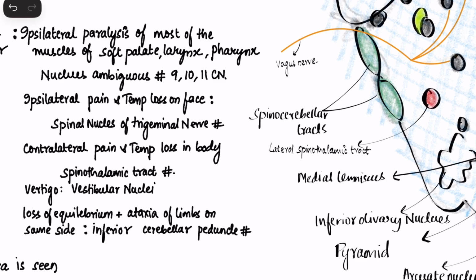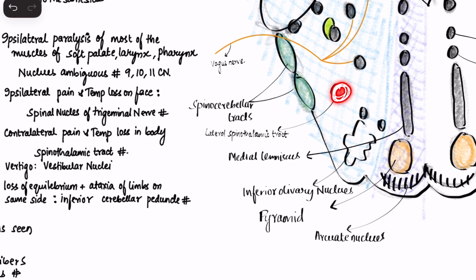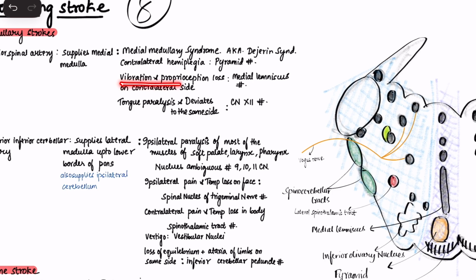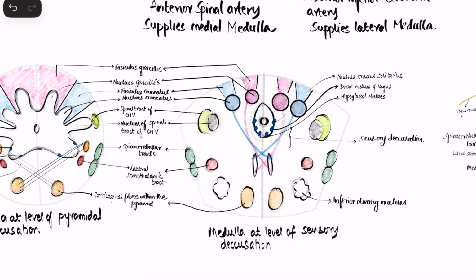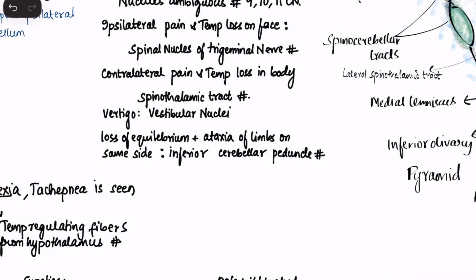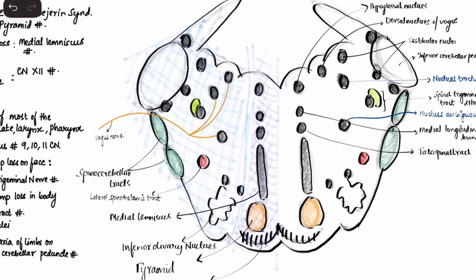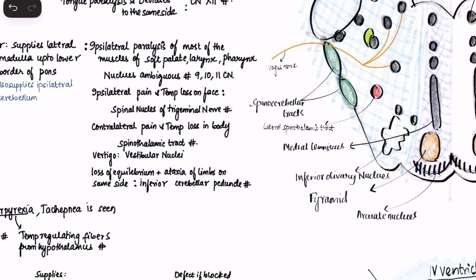Then there is contralateral pain and temperature loss in the body because of the spinothalamic tract damage. Right, this is the spinothalamic tract. The spinothalamic tract crosses a few levels after it reaches the spinal cord, whereas the vibration and proprioception that comes from the fasciculus gracilis and fasciculus cuneatus crosses in the medulla at the level of the sensory decussation. And then there is also vertigo. Now, vertigo is because there are parts of the eighth cranial nerve nucleus over here. Yes, the vestibular nuclei are present here, and this gives the vertigo component.